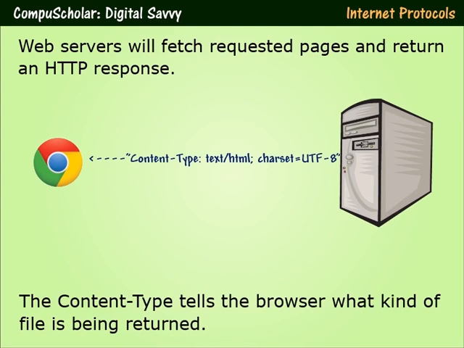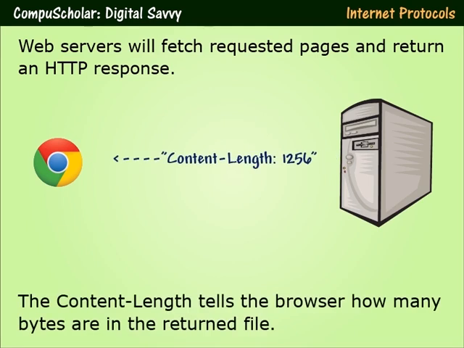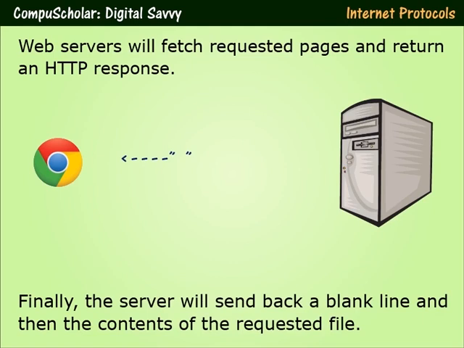Text HTML is very common, but web servers can also send back images, audio, video, and many other kinds of content. Next, the content length line is sent back with a number that tells the web browser exactly how many bytes should be in the returned file. Finally, the web server will send back a blank line to separate the descriptive information from the file itself. After the blank line, the web server finally sends the actual file, like an HTML file or an image. Now, there are more complicated parts of the HTTP language, but the simple GET command is an easy way to see how HTTP works.